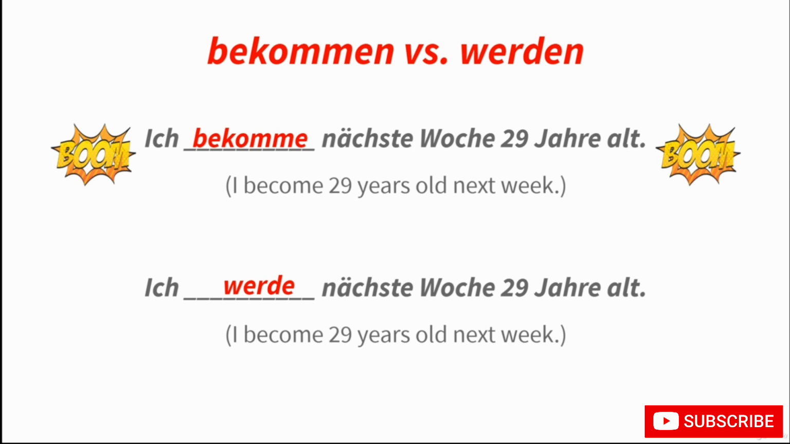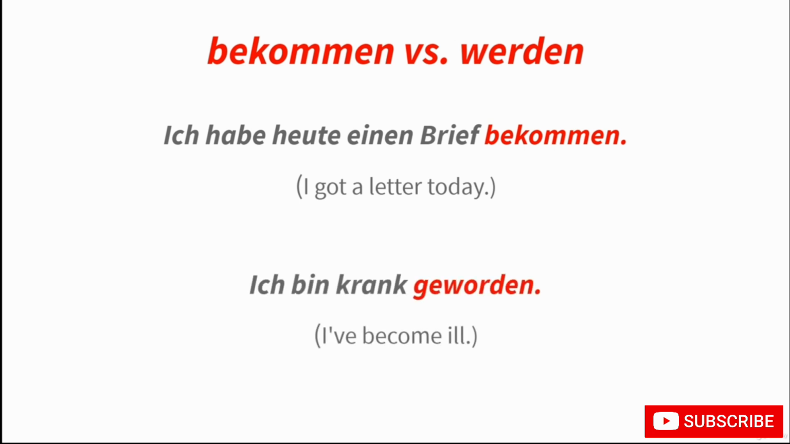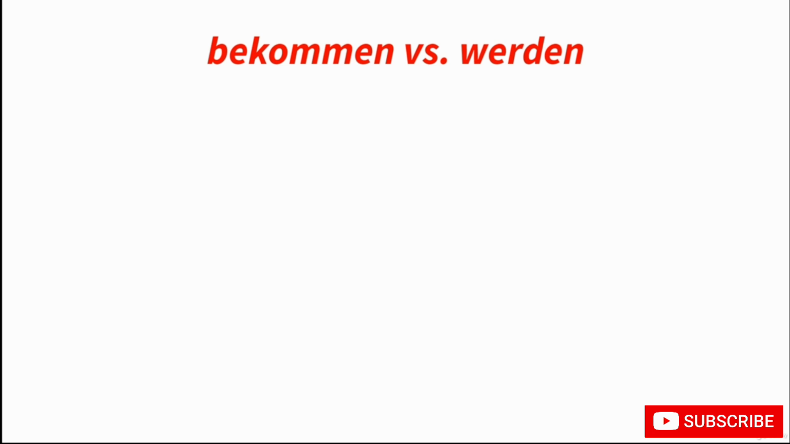Now it is time to look at other examples. Ich habe heute einen Brief bekommen means I got a letter today. You can see in this sentence the correct usage of the verb bekommen, which means to get or to receive. Ich bin krank geworden means I became ill. The second form of the verb werden is geworden.